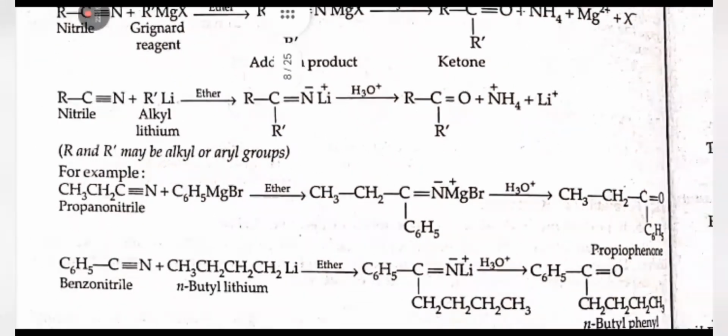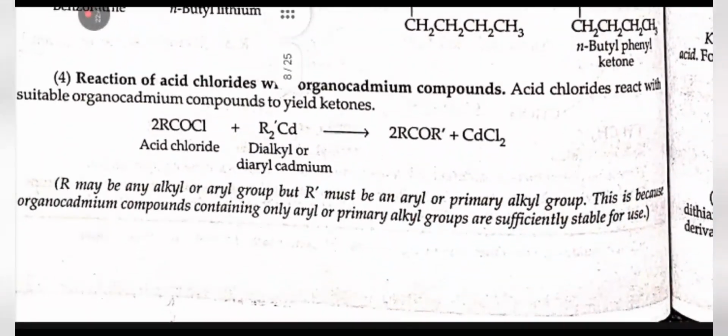Reaction of acid chloride with organocadmium compound. Acid chloride reacts with a suitable organocadmium compound to yield ketones. Acid chloride plus dialkyl cadmium will give RC=O R' plus CdCl2. R may be any alkyl or aryl group, but R' may be any aryl or primary alkyl group. This is because organocadmium compounds containing only aryl or primary alkyl groups are sufficiently stable for use.